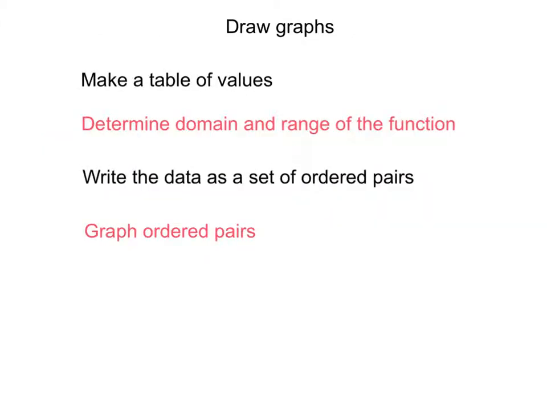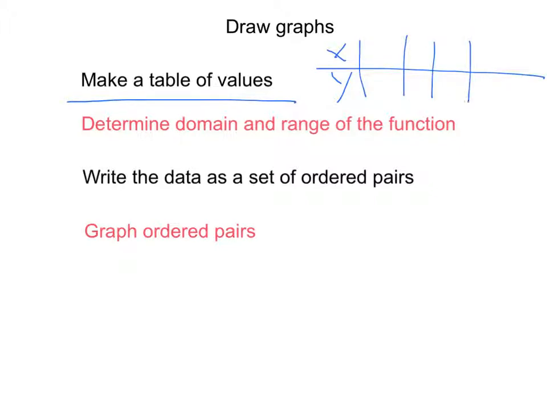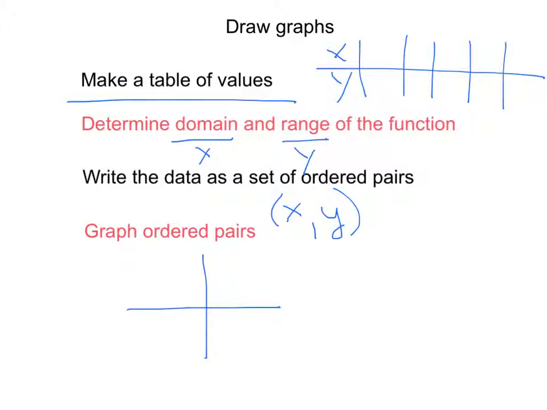When drawing graphs of functions, there's a number of steps that you have to follow. First, you have to make a table of the values, and this is where you're listing out your x and your y's in a table with your domain and range corresponding to each other. Then you need to determine the domain and the range. We know that the domain is the x value and the range is the y value. You want to write the data as a set of ordered pairs with x and y, and then you want to graph those ordered pairs on a graph with your x-axis and your y-axis.